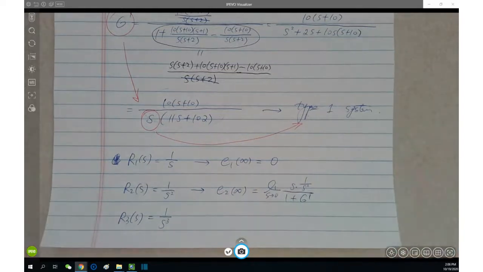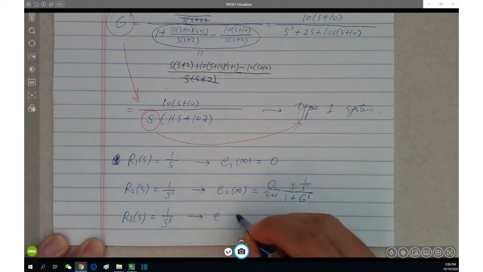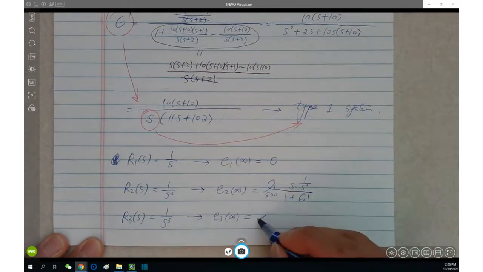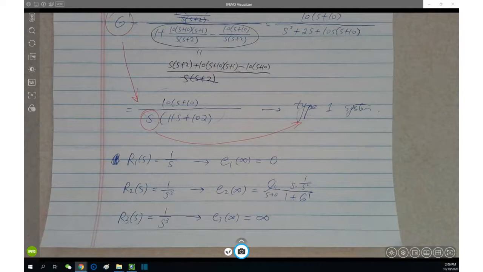Numerator s times input, denominator 1 plus g prime. Right? But we don't need to do it. We can finish the third one, which is easy. What? Infinity. Right? Infinity. It's a type 1 system. The static error is infinity for parabolic input. Okay, this is part of the summary we had previously.